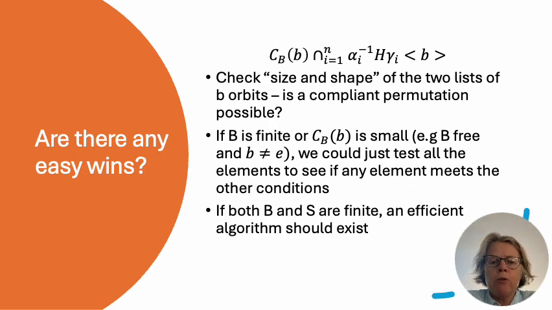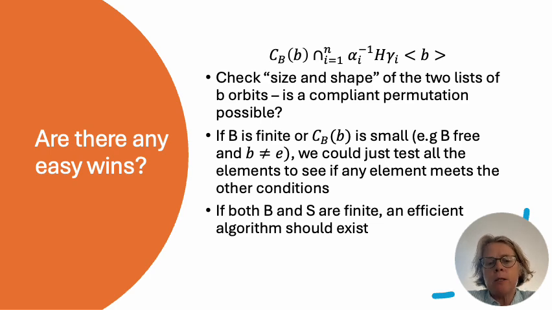I'm now working through this solution set to see if there are particular examples of groups where this gives us a solution to the conjugacy problem. Clearly, when you work through it, the first thing to do is to check the size and shapes of the two lists of B orbits. Is there a compliant permutation?